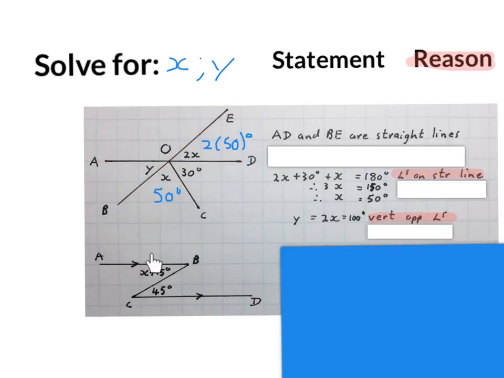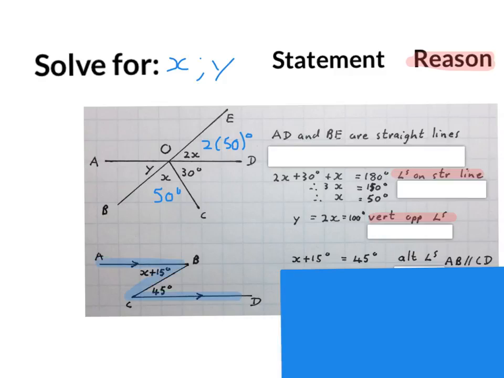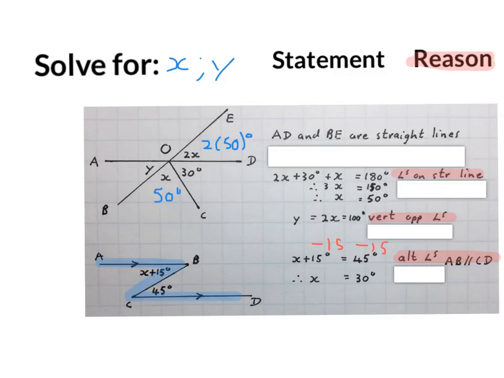Right, looking at the next problem, again they ask us to solve for x. They told us that AB is parallel to CD. We may write x plus 15 degrees equals 45 degrees, alternate angles, AB parallel to CD. Because the lines are parallel, the alternate angles will be equal. Now I just solve for x with equations. We minus 15 on both sides. Then our final answer will be x equals 30 degrees. Please stop the video and get your brain around this problem.